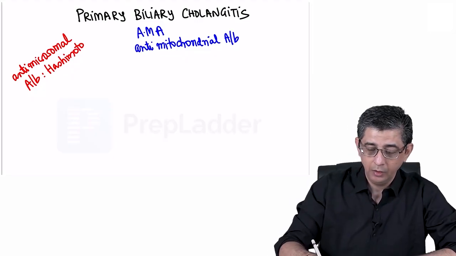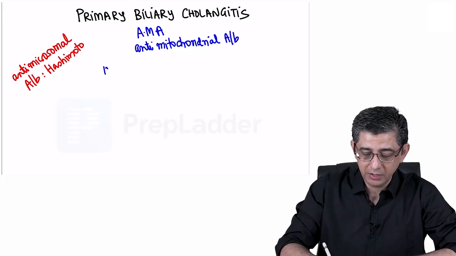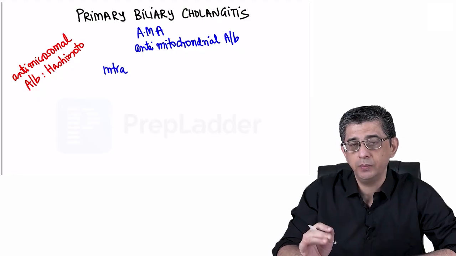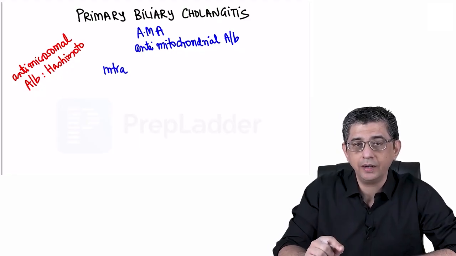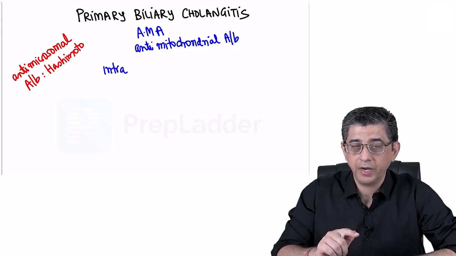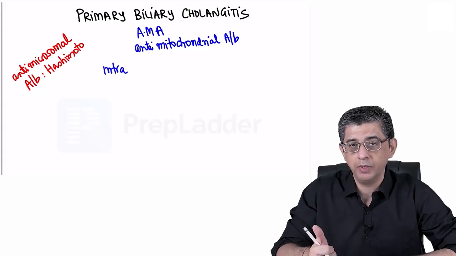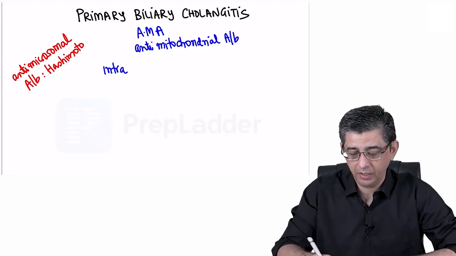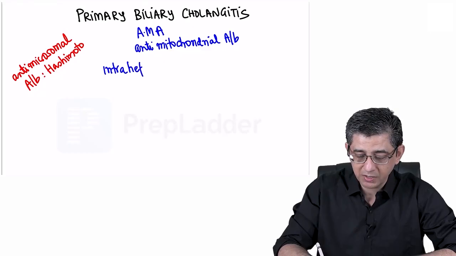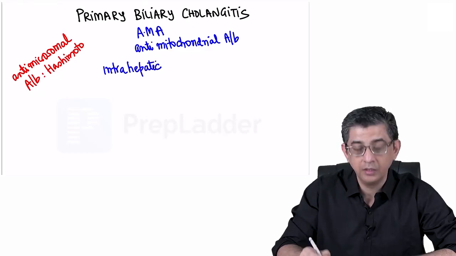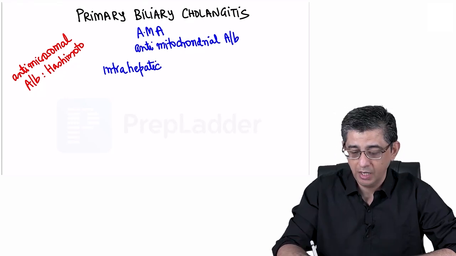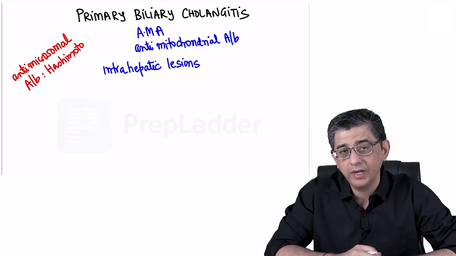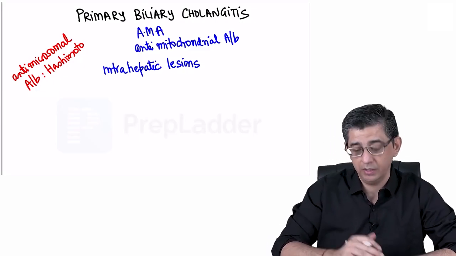One of the highlights of this particular disease in comparison with PSC, which I'll discuss later, is that this is primarily an intrahepatic disorder. In primary sclerosing cholangitis, the problem starts from outside, extrahepatic, then moves on to the intrahepatic area. So you will answer PSC as a combination of intra plus extrahepatic lesions. But when it comes to PBC, it would be intrahepatic lesions. So let's just study what these lesions would be.